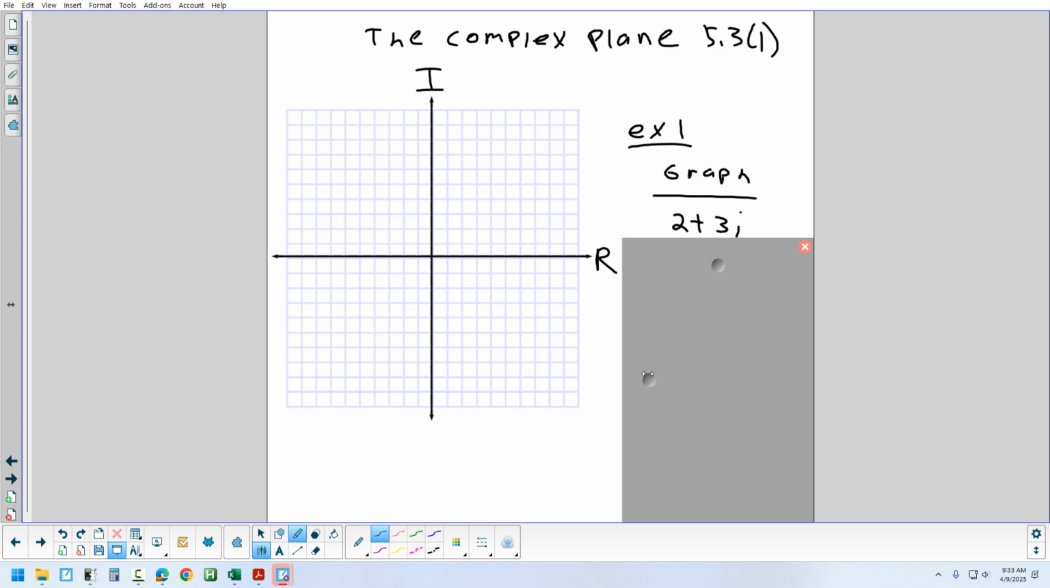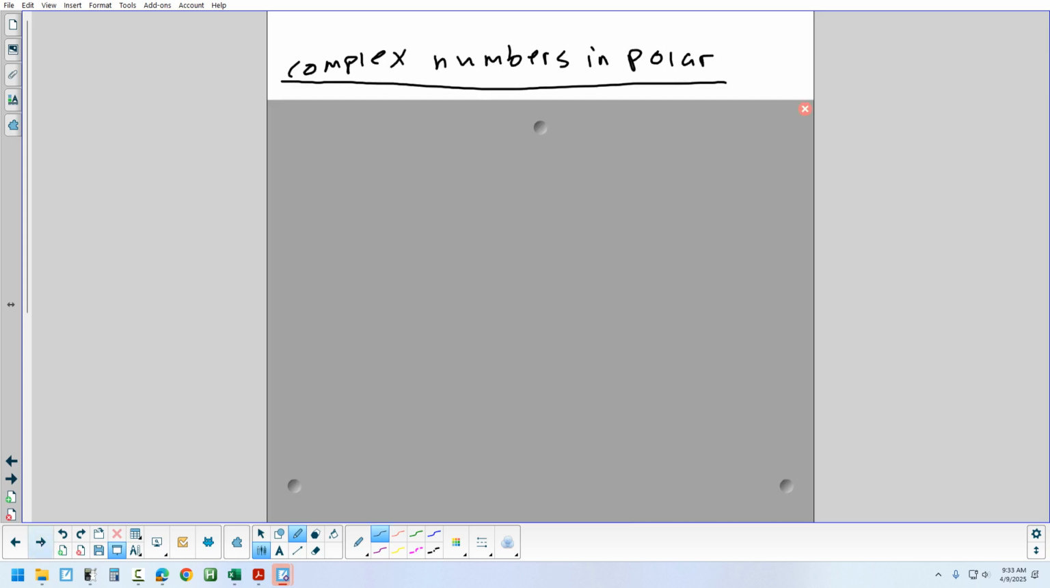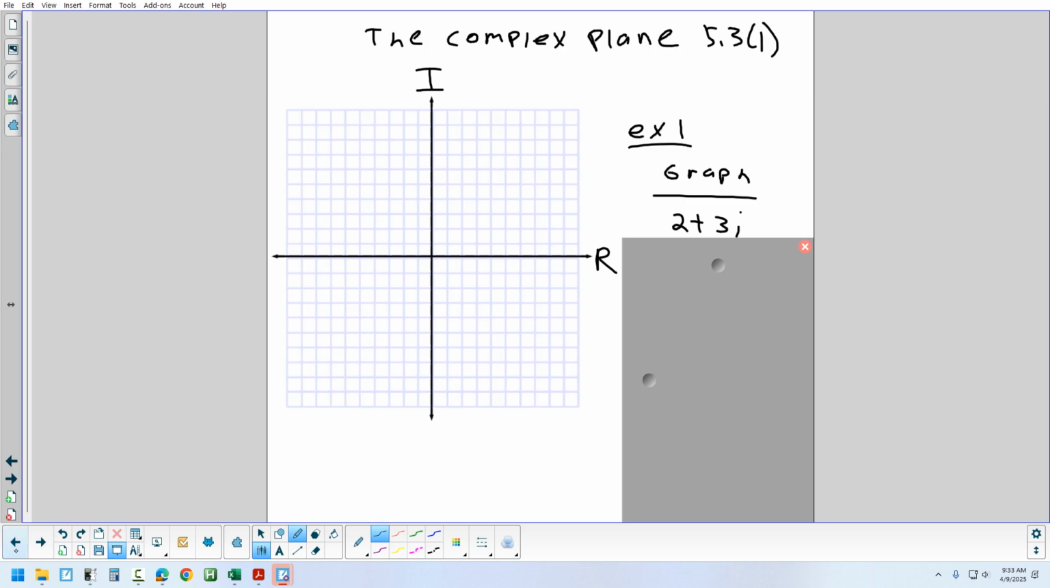When you graph a complex number, you use what's called the complex plane. It looks just like an xy axis. It's not an xy axis. It's an ri axis. The horizontal axis is renamed real, and the vertical axis is renamed imaginary. So r and i take the place of x and y.